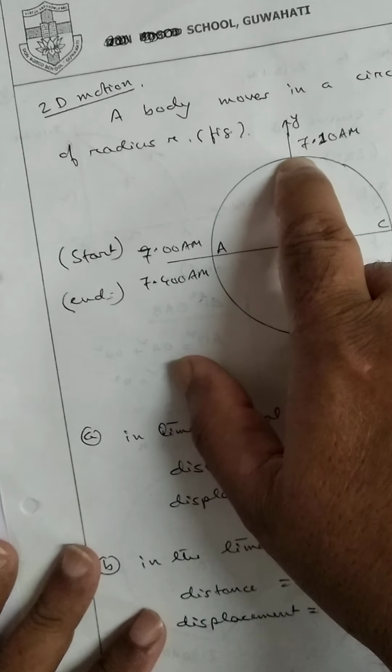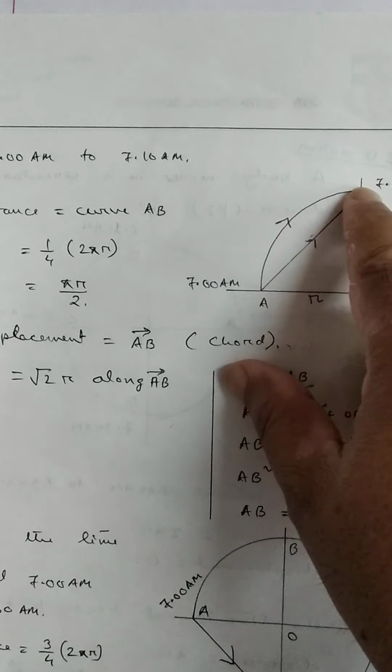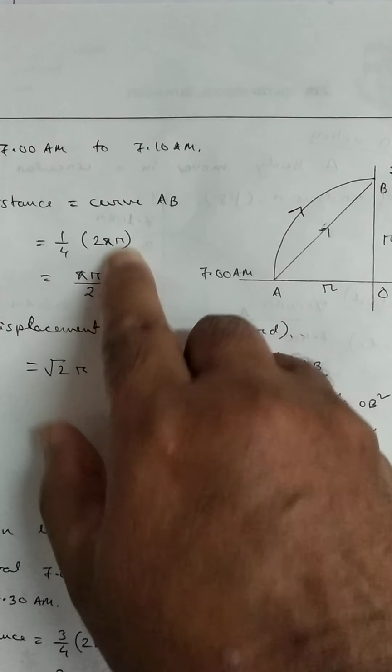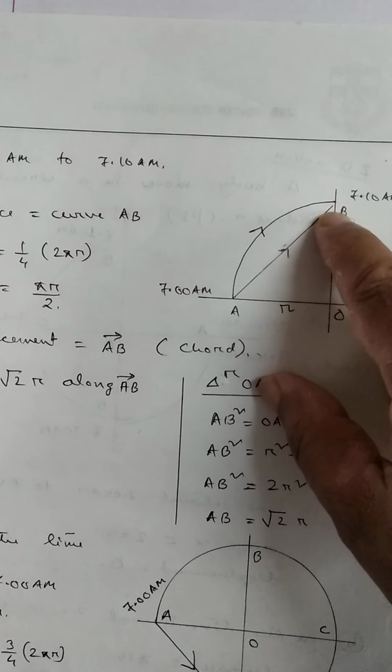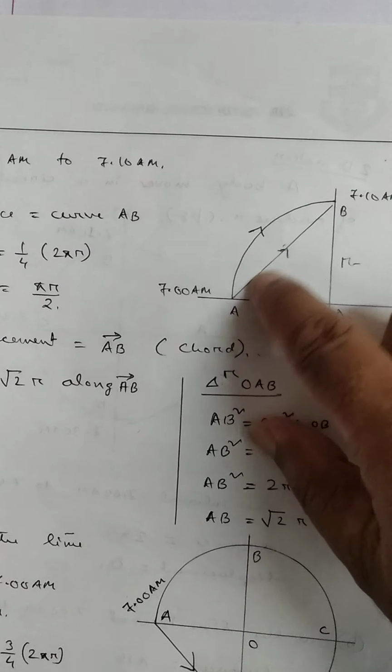So therefore, what is distance? Distance is equal to the curve AB. This is the curve AB. It is 1/4 of the circumference, so it is pi r by 2. But what is displacement? Displacement is equal to the chord AB. It is the shortest path joining initial to final position. This is called a chord. Displacement is equal to chord AB.